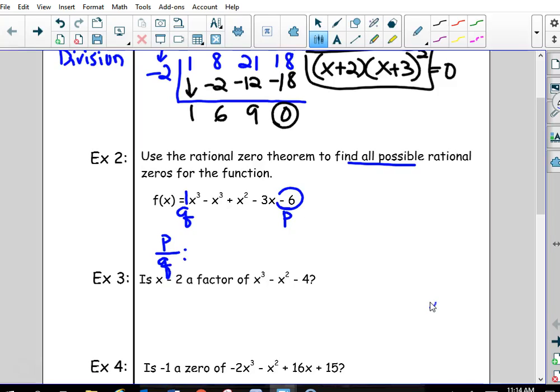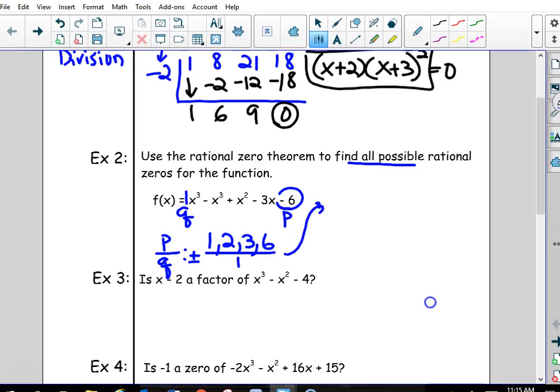Now, P has a few factors, but Q only has one. And I'm going to put my plus minus in front. So I just have a 1. Okay, I'm writing it here, but usually if Q is 1, we don't write it. So now I'm going to list the factors of -6. And again, plus minus, so I'm going to ignore the negative because I'll have both plus and minus. So I start with 1. 1's a factor. 2 is also a factor of 6. 3 is a factor of 6, and so is 6.